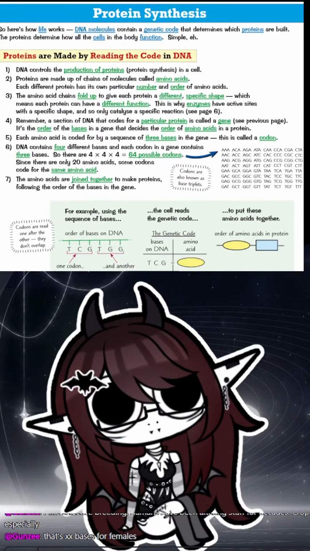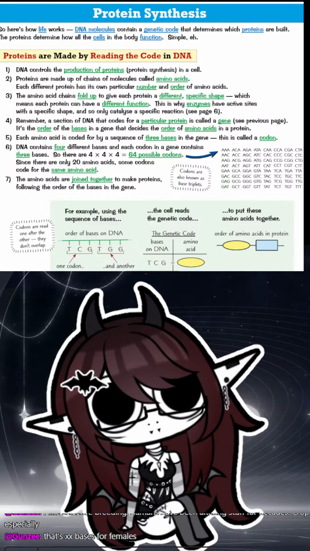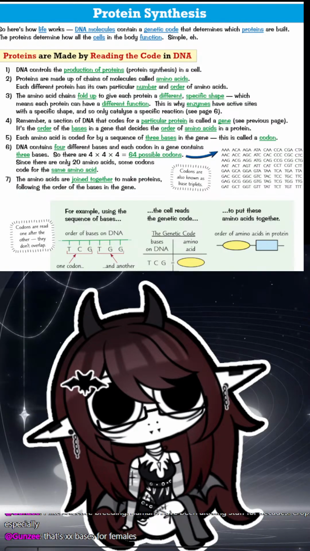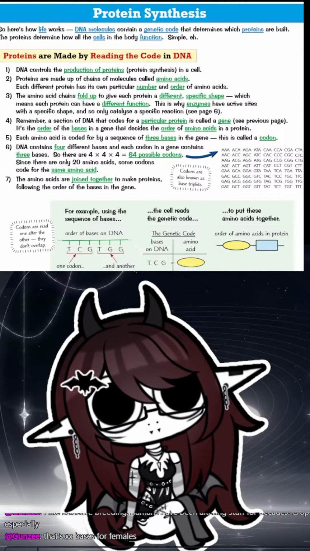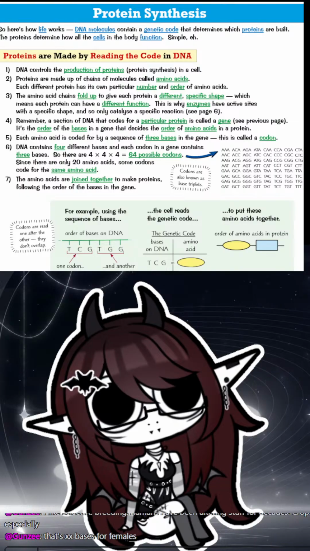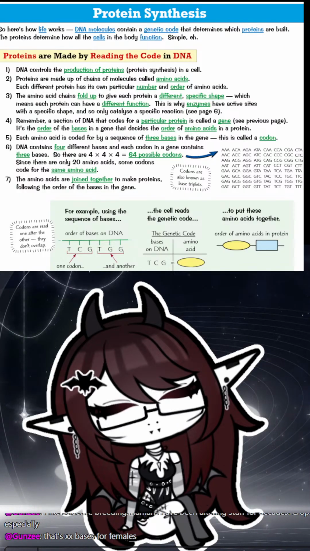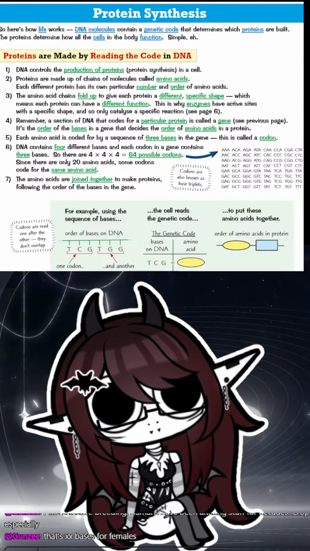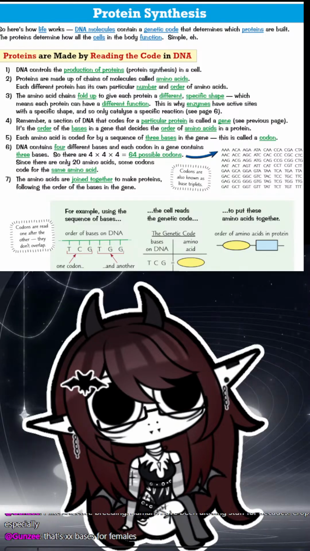Alright, this might get a bit complicated. Protein synthesis. So, here's how life works. DNA molecules contain a genetic code that determines which proteins are built. The proteins determine how all the cells in the body function. Simple, eh? Now, proteins are made by reading the code in DNA. DNA controls the production of proteins. In a cell, proteins are made up of chains of molecules called amino acids.